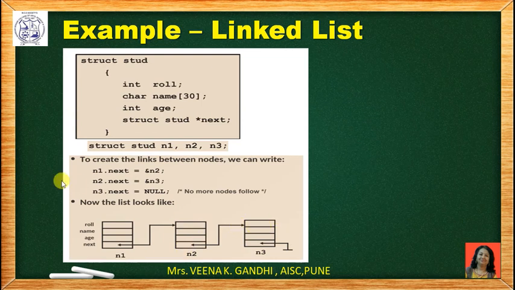So n2 dot next contains the address of n3, and n3 dot next equal to null. So here we stop the linked list, meaning the end of the linked list. There are no more nodes, so we write the null value here. So we can use self-referential structure to create the linked list.